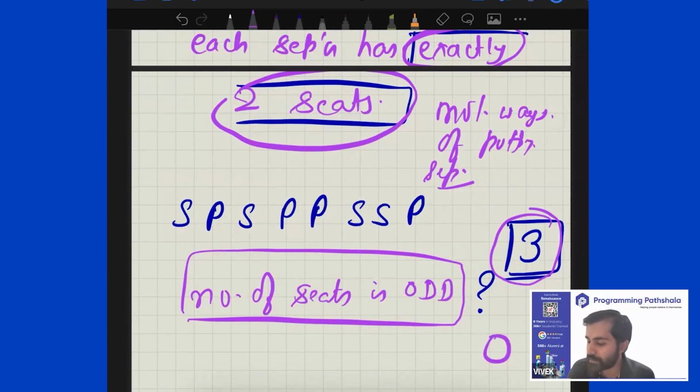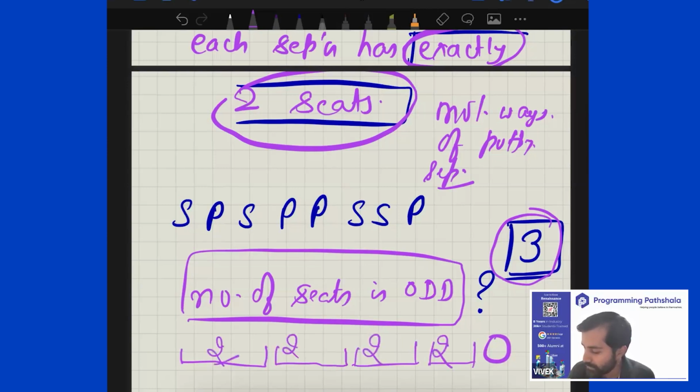Just imagine, because you want each of your separation. Let's say this is the first separation, this is the second, this is the third, and that is the fourth. You want every separation to have two seats, two, two, two, two. So the count of seats will always be sum of twos, which is an even number. So if the count of seats is odd, you can immediately return that your answer is zero. Is everybody convinced with that? Yeah. Okay.